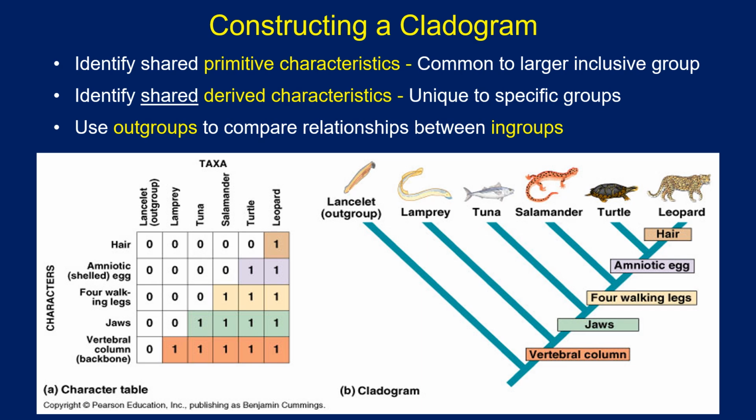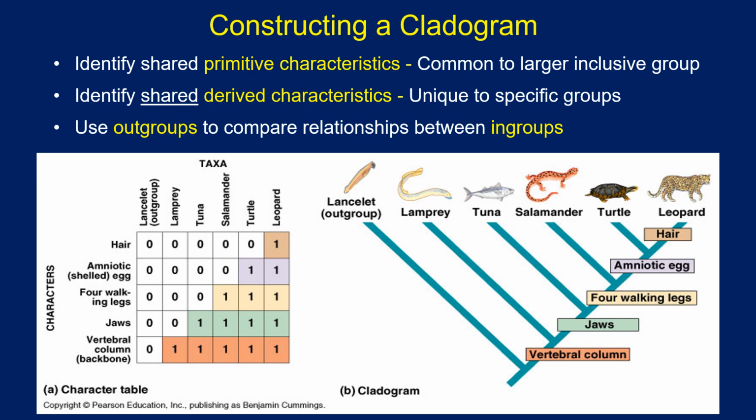And it will try to make the simplest cladogram it can. There's a concept in science called Occam's razor, where we start with the simplest explanation. And we test that first and see if it holds water. That's what the computer will do for you.